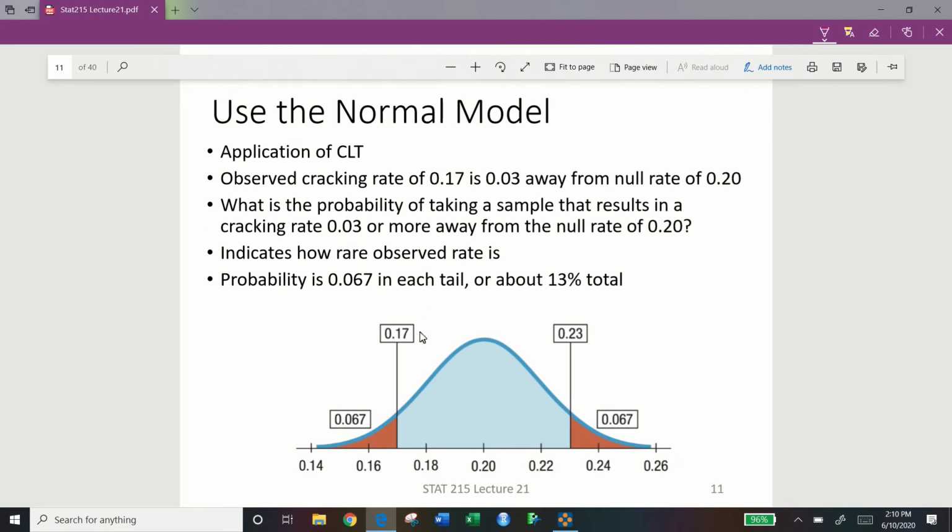Well, this brings us to our knowledge of our normal model and applications of our central limit theorem. So we can have an observed cracking rate of 0.17, which is 0.03 away from our null rate of 0.2. So we must ask ourselves, what is the probability of taking a sample that results in a cracking rate 0.03 or more away from the null rate of 0.2? This would be indicating how rare our observed rate is. The probability is 0.067 in each tail, or in other words, 13% total.